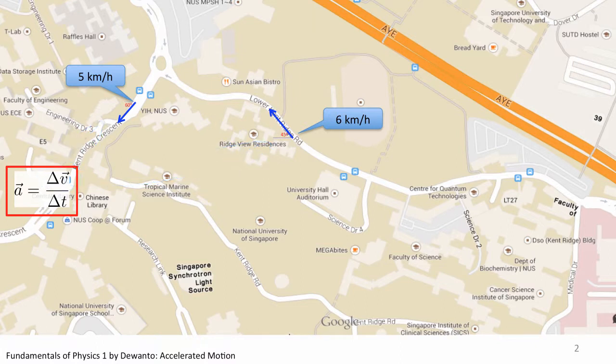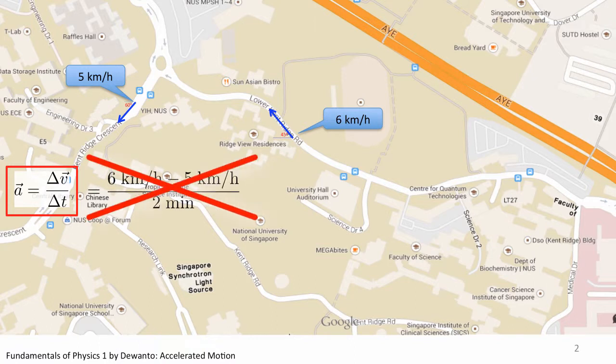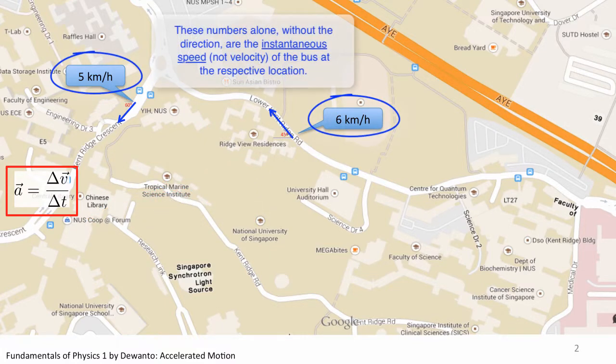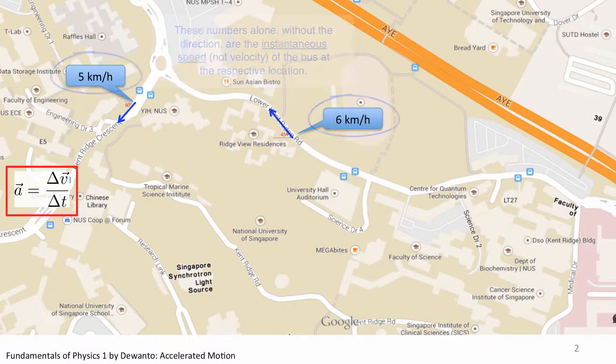The problem is that we cannot, I repeat, we cannot simply subtract 6 km per hour from 5 km per hour and divide by 2 minutes. The 5 km per hour and 6 km per hour are the instantaneous speed of the bus, not the velocity. We need to somehow take into account the direction of the moving bus. This is where things get a bit complicated, just a little bit. So follow my explanation for the next couple of minutes carefully.